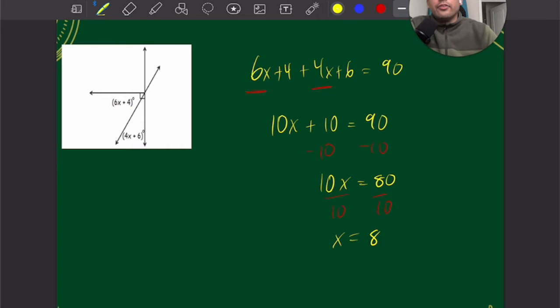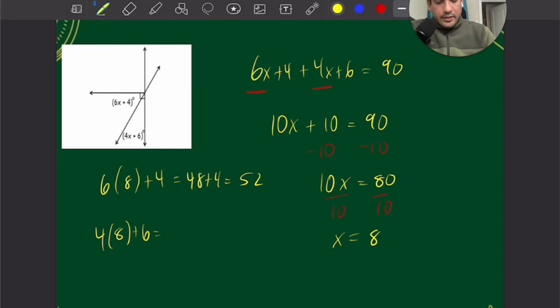Perfect. Now, a lot of the times they're going to ask you for questions like this. They're going to ask you to solve for x. You found it. Great. But then some teachers love to throw this little curveball at you, and they want you to find the angles. So we need to go ahead and plug in the 8 into every value of x for those angles. So for the first one, I have 6 times 8 plus 4. If I simplify that, that's 48 plus 4, and that's 52. And the other, 4 times 8 plus 6, that's 32 plus 6, and that's going to be 38. And remember, these angles are complementary, so if I wanted to check my work, I can go ahead and add the 52 plus the 38 degrees, and I'm hoping that it equals 90, and sure enough, it does.